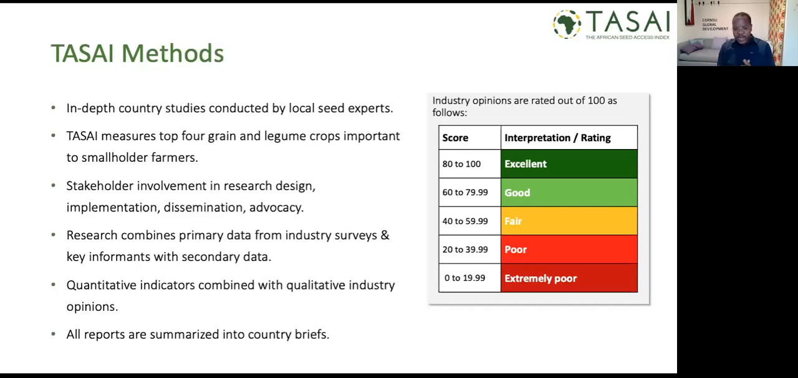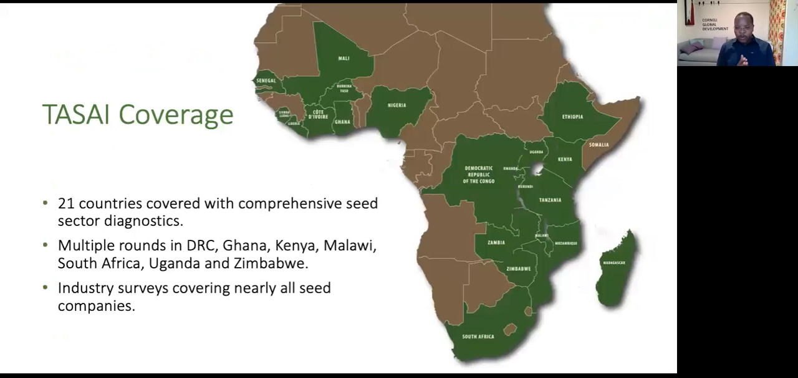We also track industry opinion, which is rated from extremely poor to excellent in those color codes that I'm going to unpack in a few more minutes. We've done this work already, and we've covered 21 countries with comprehensive seed sector diagnostics. We've done multiple rounds of studies in DRC, Ghana, Kenya, Malawi, South Africa, Uganda, and Zimbabwe.